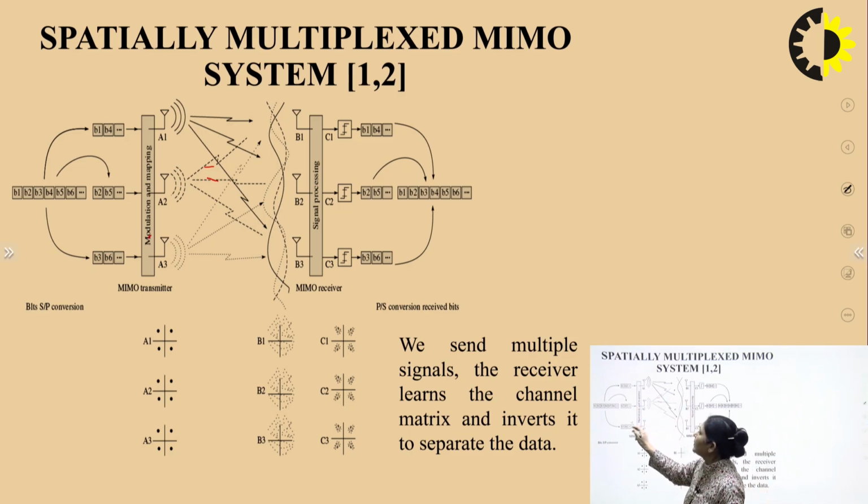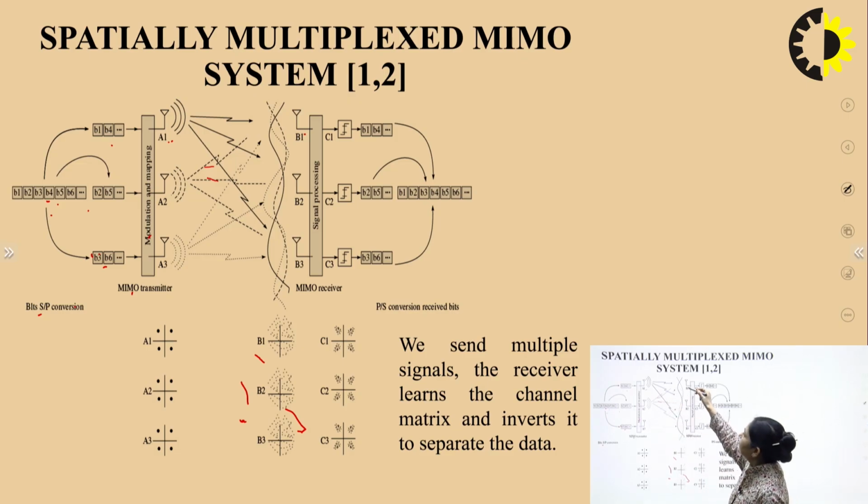Here modulation and mapping is there. Multiple signals are there. Bit signal to parallel conversion is there. Here we are having the MIMO transmitter. B1, B2, B3, B4, B5. So multiple versions of the same signal are being transmitted by different antennas. A1, A2, A3, it is transmitting B1, B2, B3, all these signals. These are being transmitted, and at the receiver, we are having the multiple-antenna MIMO receiver.